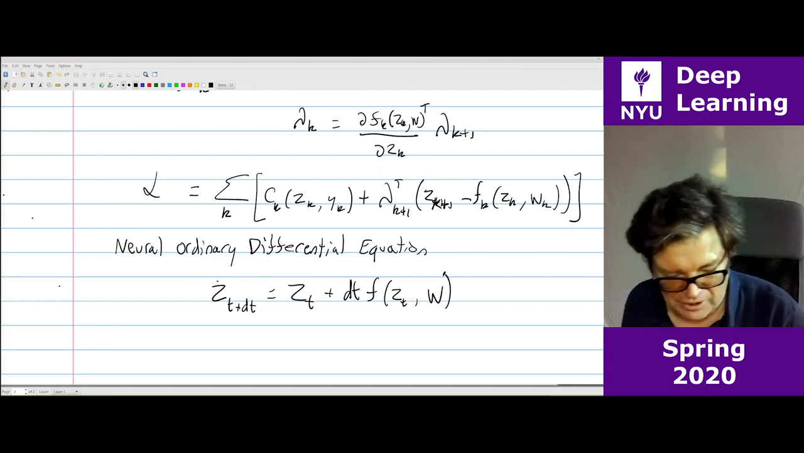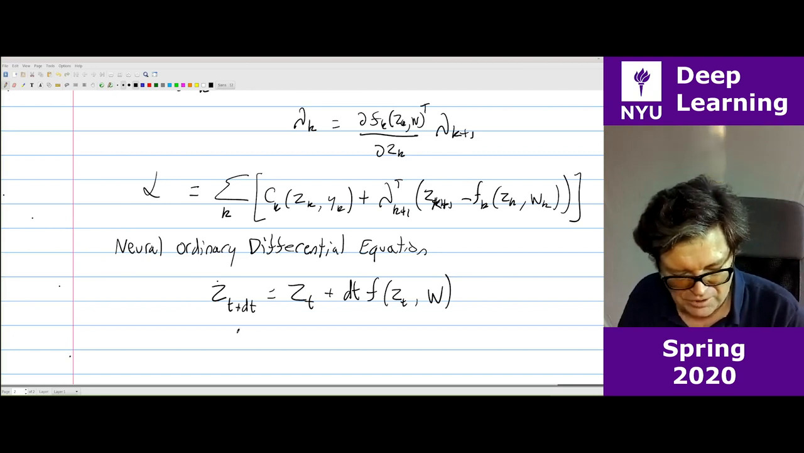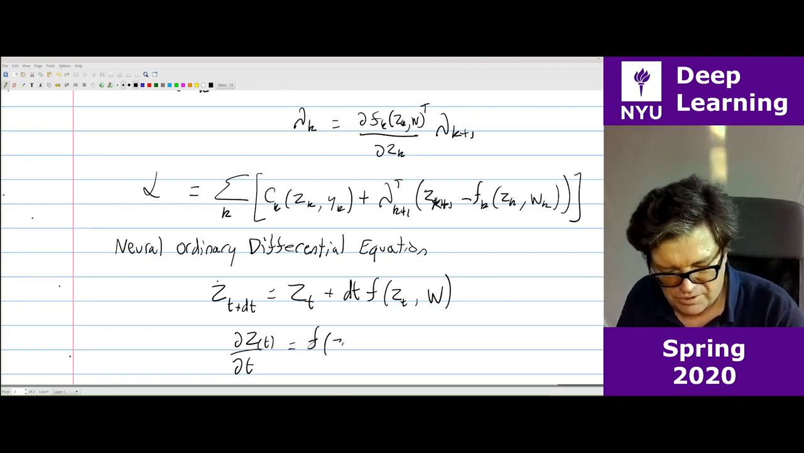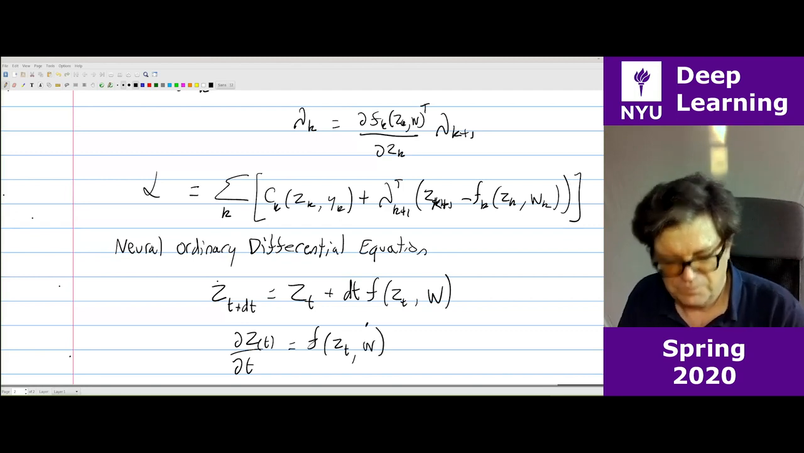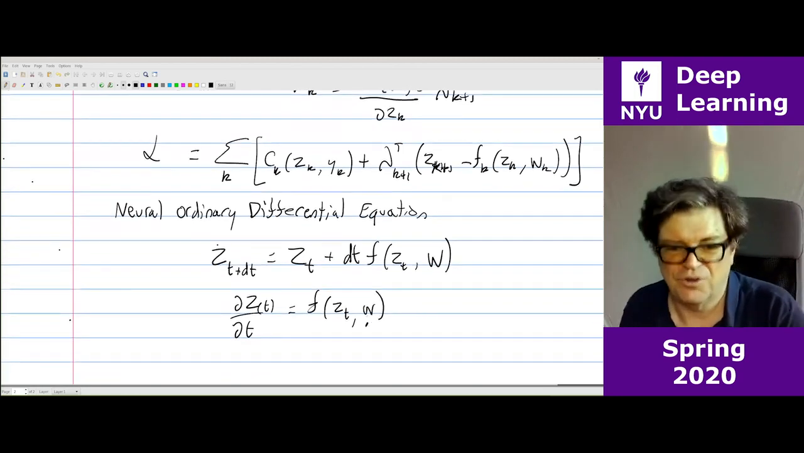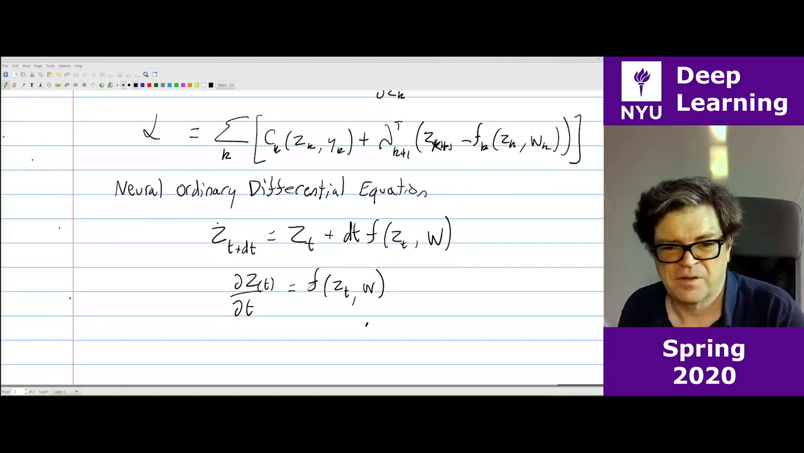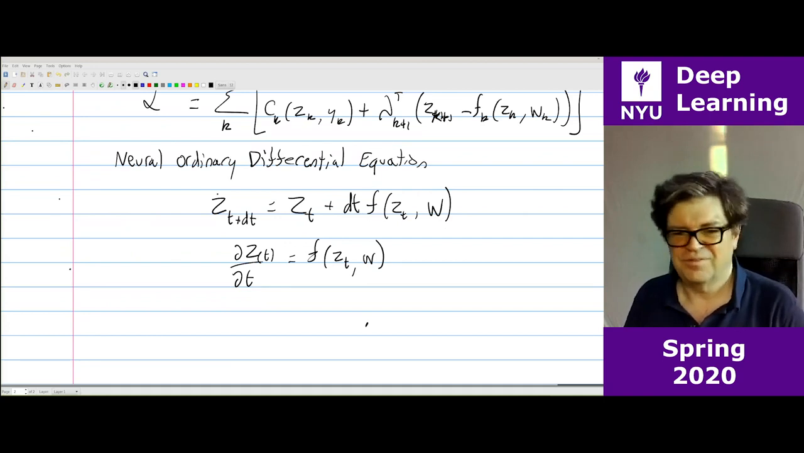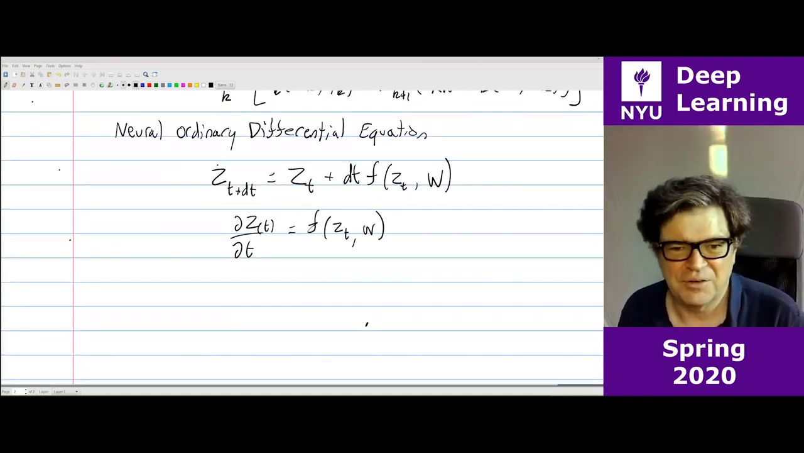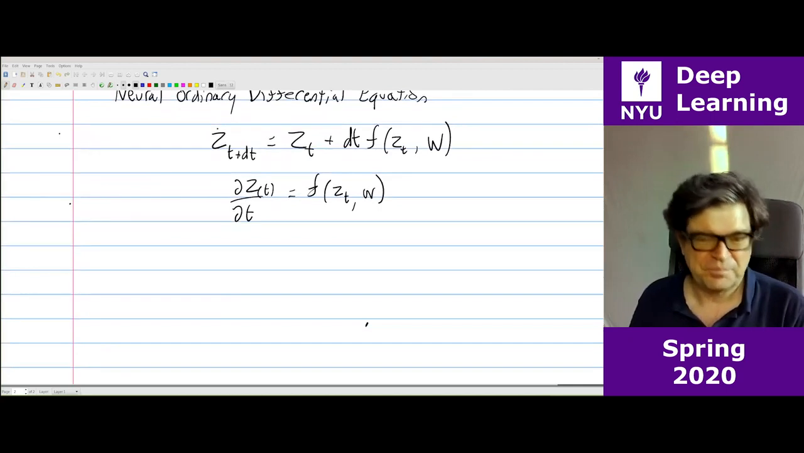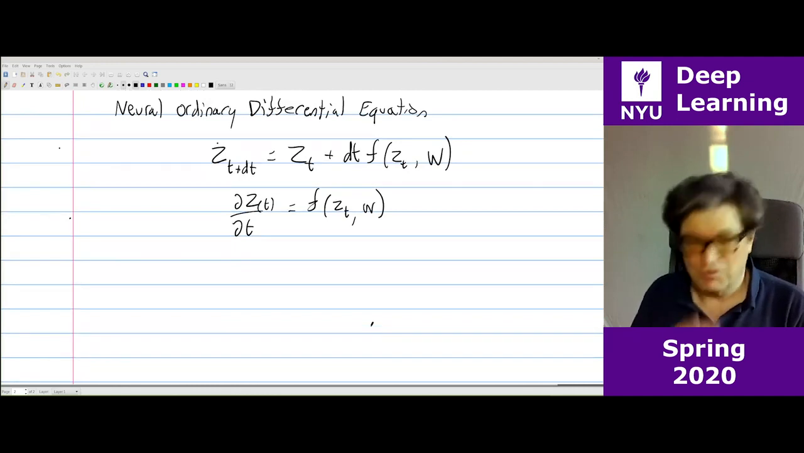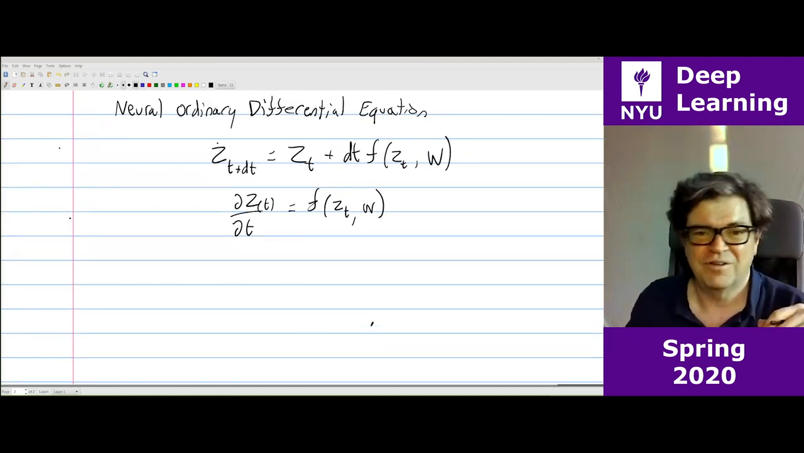I can write it this way, or I can write it in a differential equation form where I can say dz over dt at time t is equal to f of zt, w, okay? So that's a differential equation, ordinary differential equation. In this case, of first order, well, it depends what's in z, but I can express just about anything this way. And the question is, how do you train something like this? And basically, if you write the Lagrangian formulation of this, it's trivial.